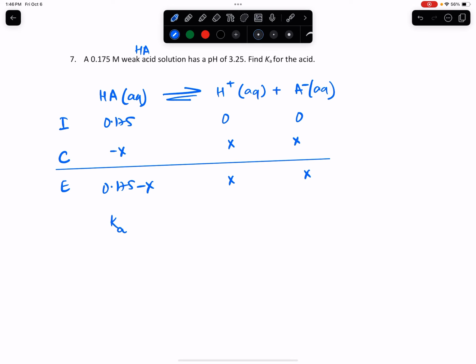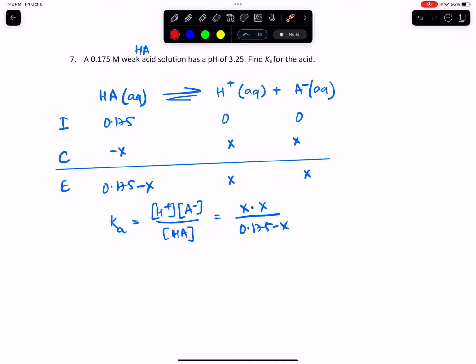Okay, so Ka, the acid ionization constant for the weak acid, is given by the concentration of H plus times the concentration of A minus over the concentration of the acid. So we're just going to replace these with this and this. That's going to give us X times X over 0.175 minus X. We have to solve for Ka, but before we can, we have some other information given to us which will allow us to figure out what X is.